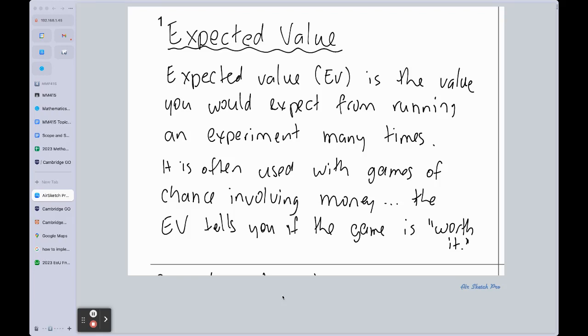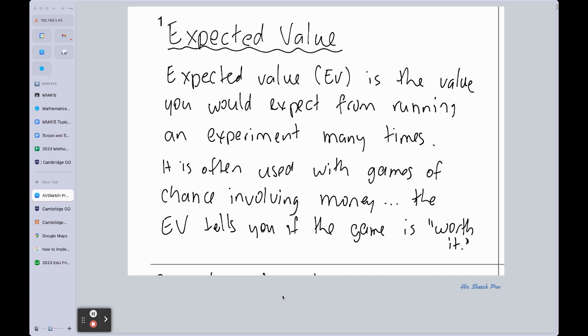In this lesson, we're going to build upon our understanding of probability distribution tables and look at the concept of expected value. Now you can see what it says there on the screen, but let me go through it. Expected value is the value you would expect from running an experiment many times. Often it is used with games of chance involving money, and the example I'm going to have a look at does that. And the EV tells you if the game is worth it.